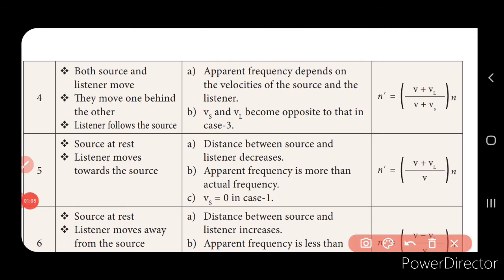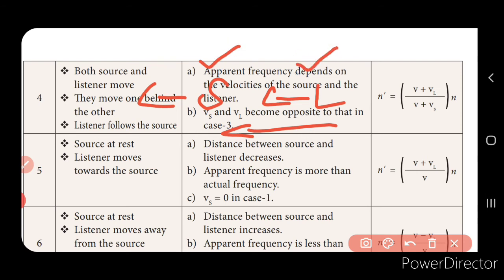Here now let us consider the fourth possibility. Now both the source and the listener are in motion, but the listener follows the source. So the source is moving in one direction and the listener is following the source, right? Now in this case, both the listener and the source are in the opposite direction to what we saw in the third case, isn't it? In the third case, both the numerator and the denominator had a negative sign. Now here it will become a positive sign because it is opposite to that in case 3, right?